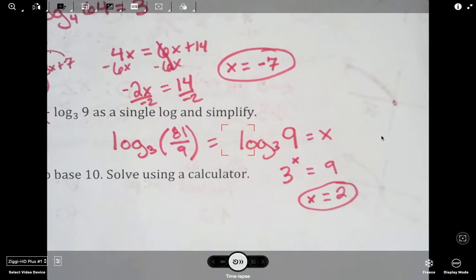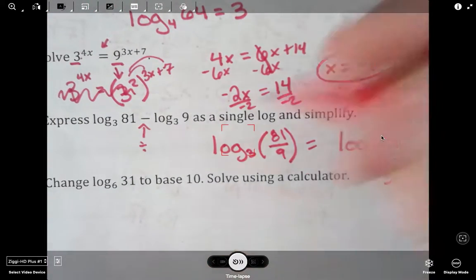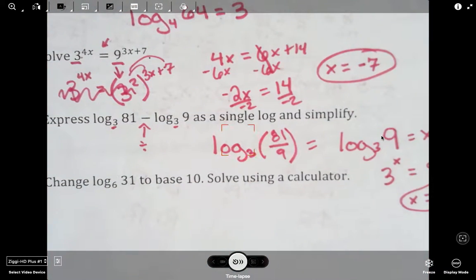Yes, ma'am. I won't give it to you if the bases aren't the same. That's a very good question, though. She says if this 3 does not match that 3, what do you do? Then you can't put them together, and that's just the answer. But I probably won't give that to you. You will be able to put them together here.